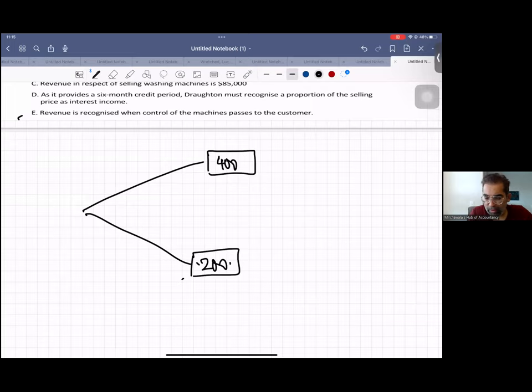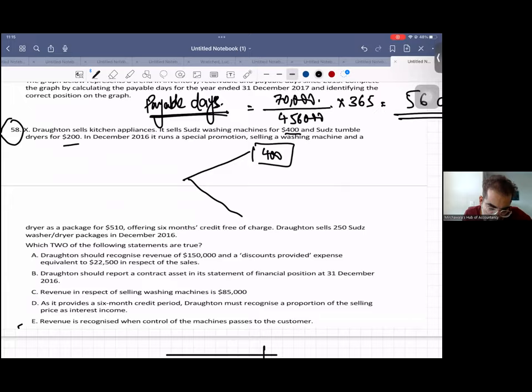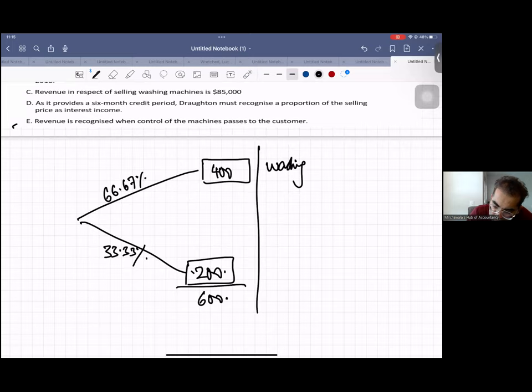So what is the percentage? Can you tell me the percentage? 400 divided by 600 is 66.67%. And 200 divided by 600 will be 33.33%. Okay. Now let me check the names. One is the washing machine and the other one will be the dryer.